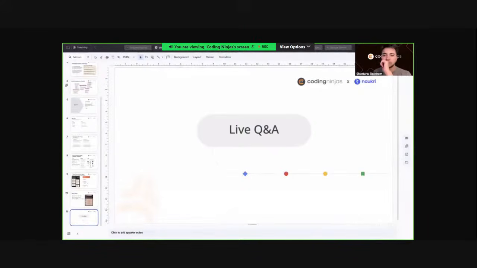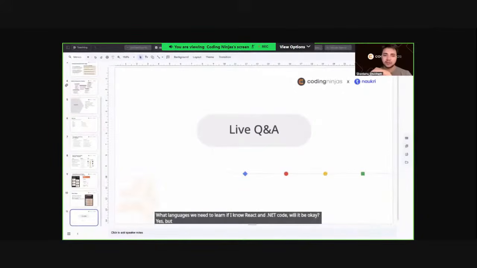What will be the price of the course? I think Ishika, who is here with us from Coding Ninjas' side, will be able to help you more on that. What languages do we need to learn? If I know React and .NET Core, will it be okay? Yes, but for GenAI, I think Python will also become an important thing for you to learn.